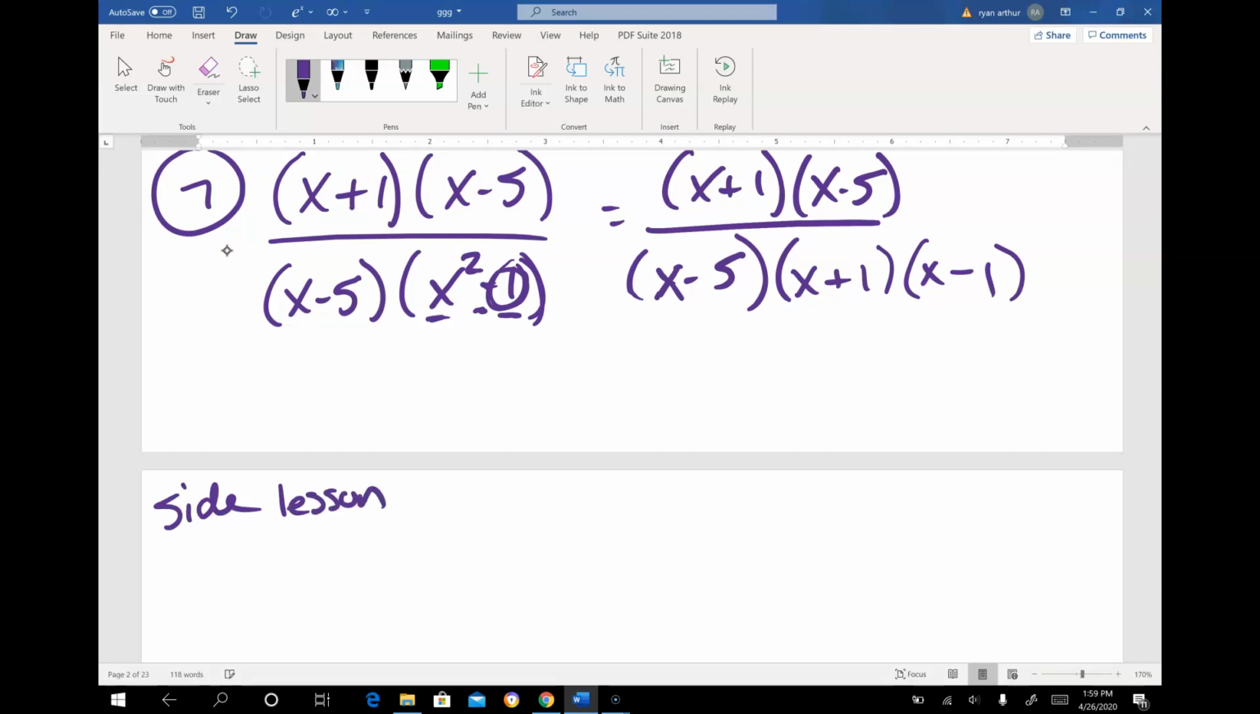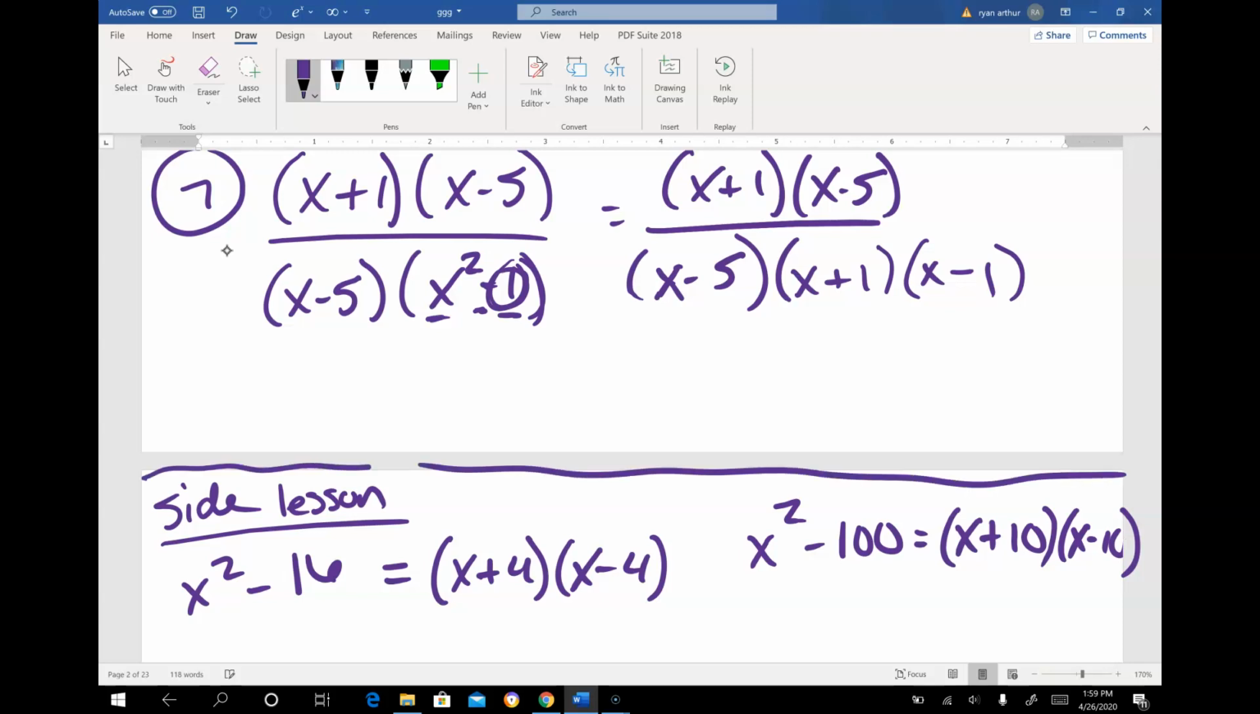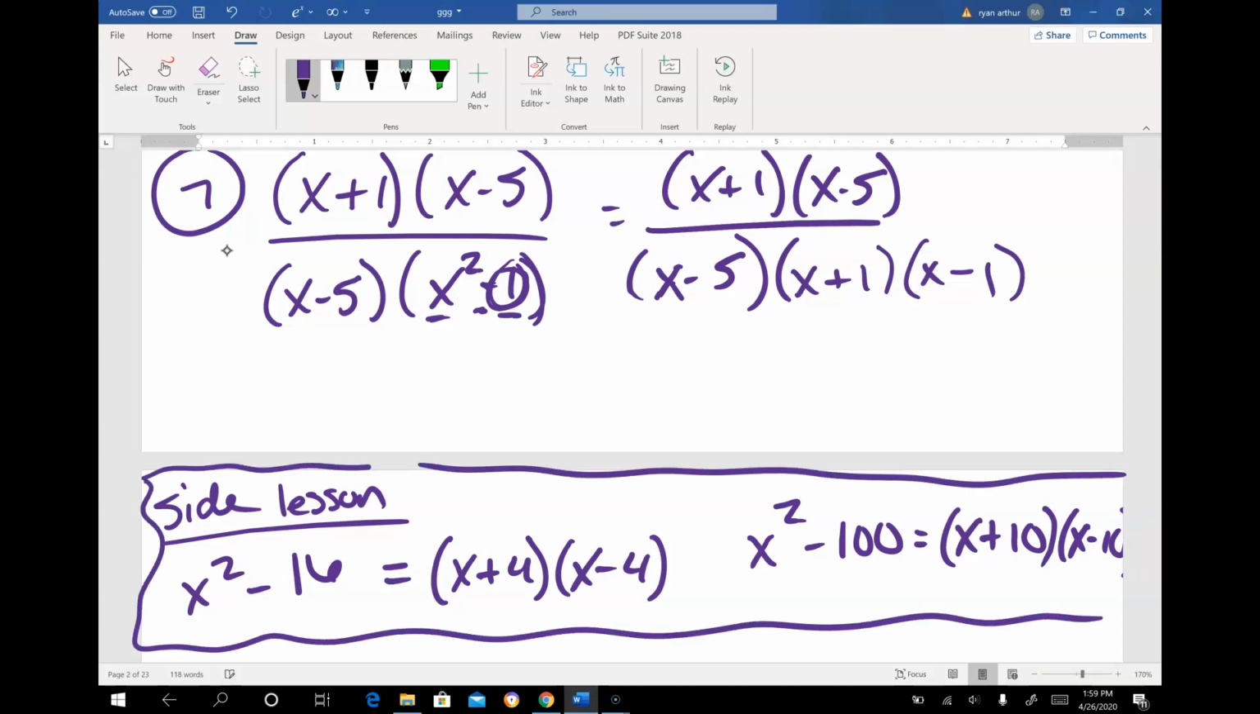Side lesson from yesterday. If you have x squared minus 16, what's the square root of 16? Plus or minus 4. So x plus 4, x minus 4. X squared minus 100: the square root of 100 is 10, so x plus 10, x minus 10. Anytime it's a perfect square and it's a subtraction, that's how you factor it.